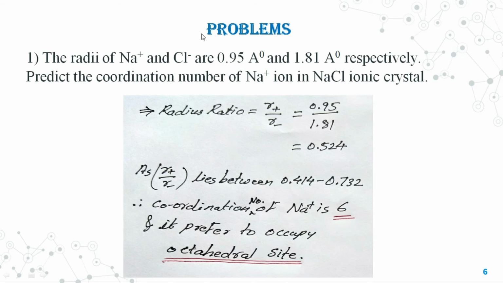So let us see a problem. The radii of Na+ and Cl- are 0.95 angstrom and 1.81 angstrom respectively. Predict the coordination number of Na+ cation in NaCl crystal. Initially let us calculate the radius ratio value, that is radius of cation to the radius of anion. The value will come 0.524, as this value lies between 0.414 to 0.732. So the coordination number of sodium ion is 6 and it prefers an octahedral site.